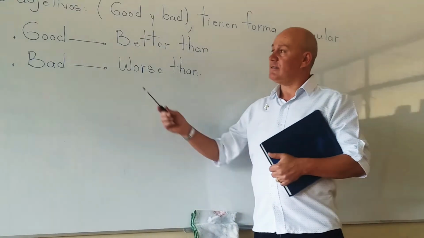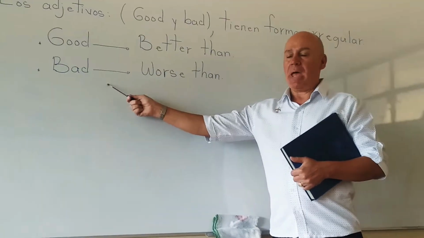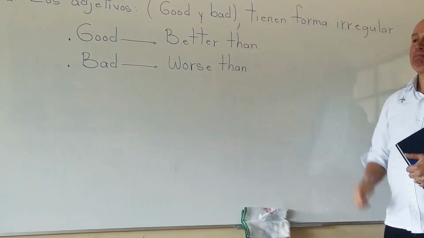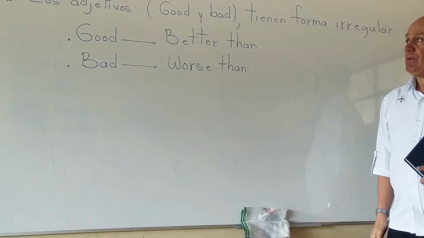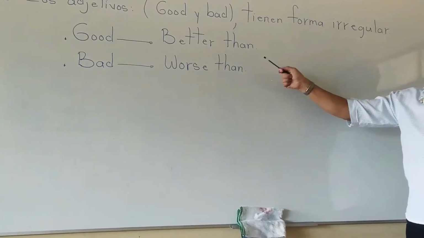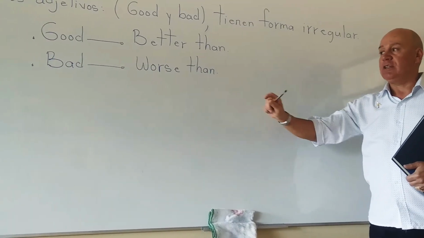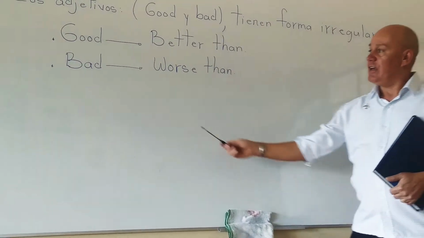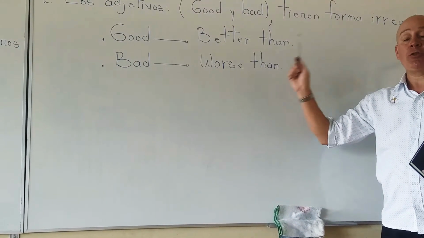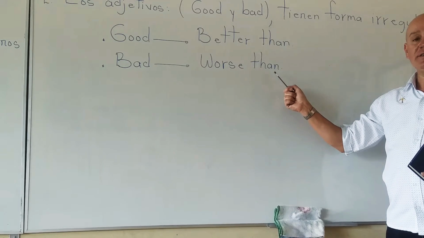Let's analyze what's happening here. Look, bad, worse than. Good, better than. What's happening here? The adjectives good and bad have irregular form. They are totally different in the writing and also in the pronunciation. But don't forget, please, always than.